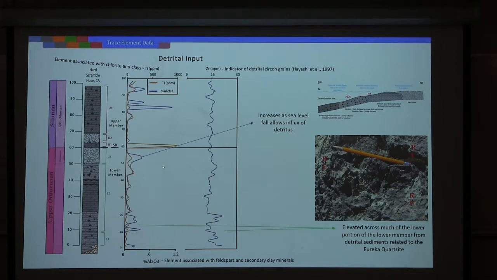We then see another small spike here in aluminum oxide at around 55 meters. This would make sense with our breccia. As we decrease sea level and subaerially expose our ramp, we'd expect the influx of detrital material to our carbonate ramp. We're also seeing a spike in titanium here at around 60 meters, and this is because titanium is probably being swept by runoff to our carbonate ramp as we have subaerial exposure.